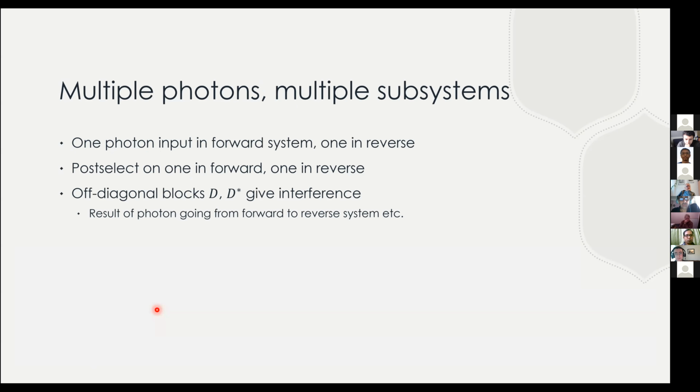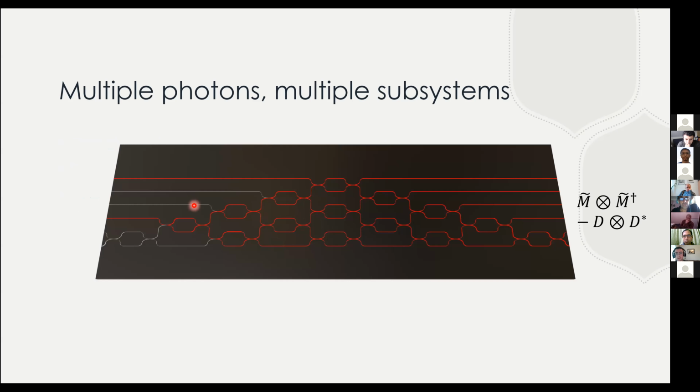But we want to go a step further than that and have 1 photon in each subsystem. So we have multiple photons over the multiple subsystems, 1 photon in the forward, 1 in the reverse. If we post-select on the same output as was input, as in not post-selecting on the same modes, but post-selecting on 1 photon being in the forward system and 1 photon in the reverse system, then that gives us a direct transformation given by M tensor M dagger minus the interference terms D and D star. And that can be described by this diagram.